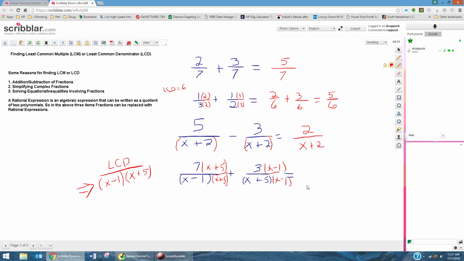Now, I'll probably simplify each numerator and then picture combining similar terms. I might do that on scrap paper. Matter of fact, let's do it that way. This numerator becomes 7x plus 35 when I distribute the 7 over the quantity x plus 5. This numerator becomes 3x minus 3. So if you're on a test, this is what you might do on scrap paper. 10x plus 32.